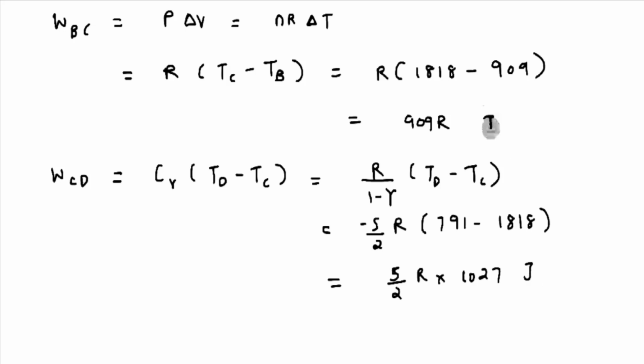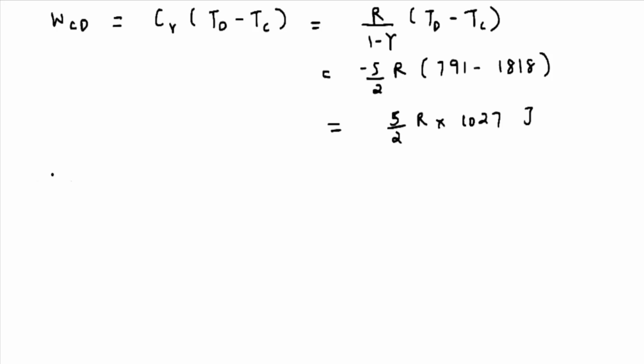Now we finally have to calculate the work done from D to A. Since it's an isochoric process, work done will be 0, since P delta V is the work done, and delta V is 0. That is, for an isochoric process there is no change in volume, therefore work done is 0.